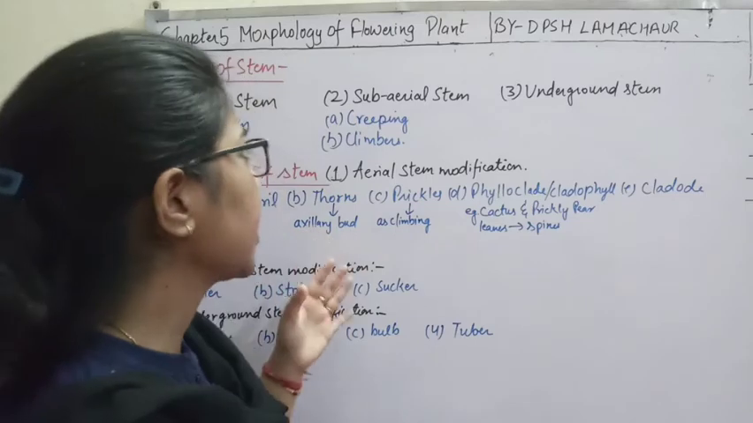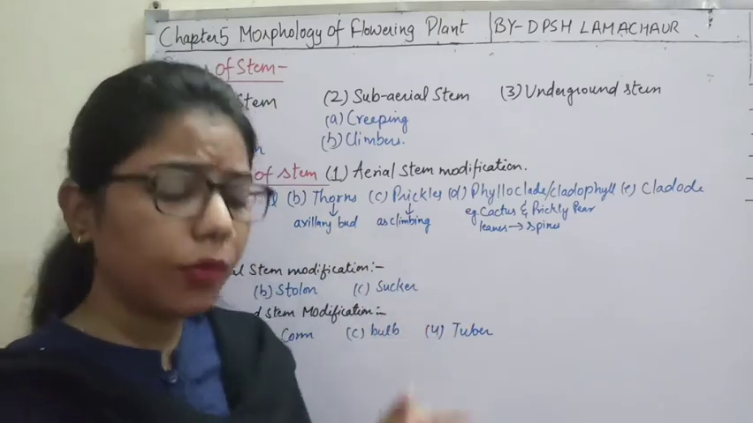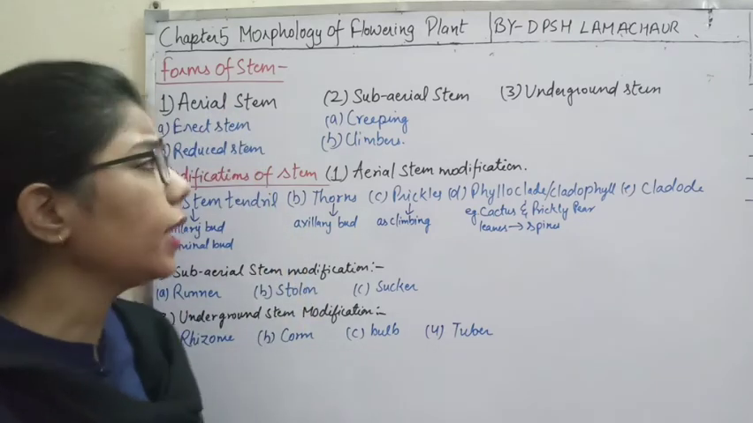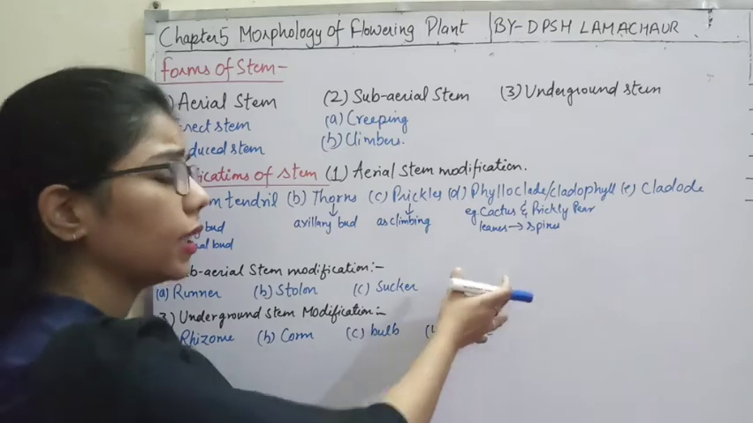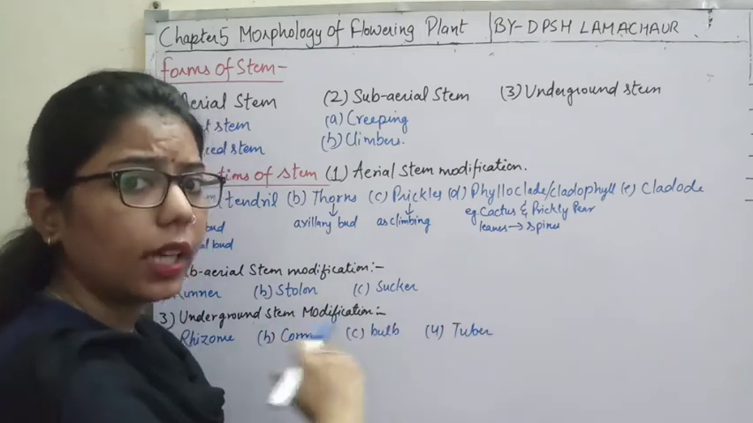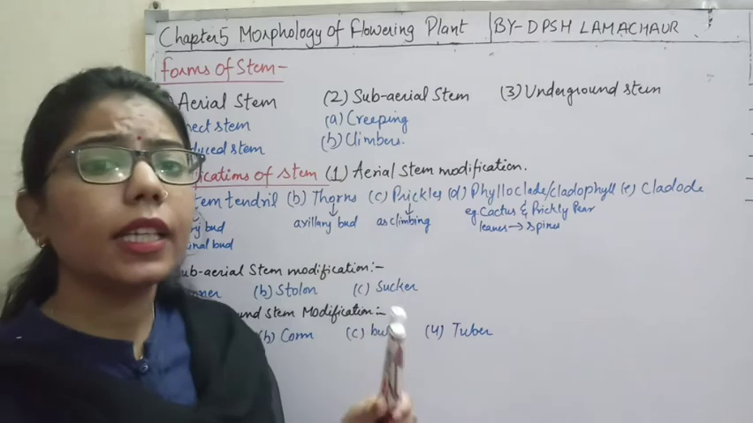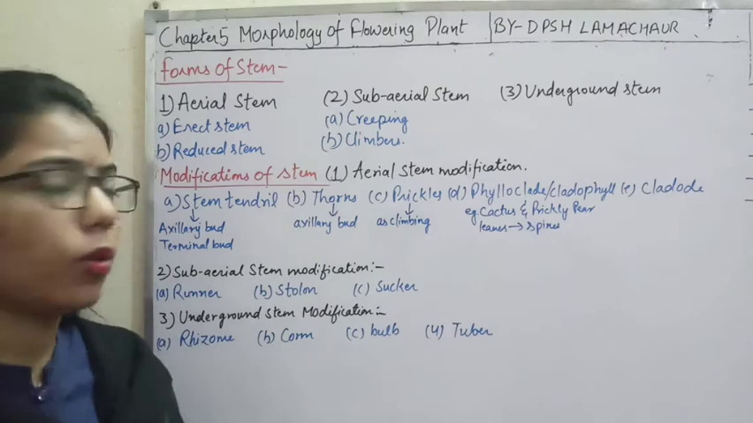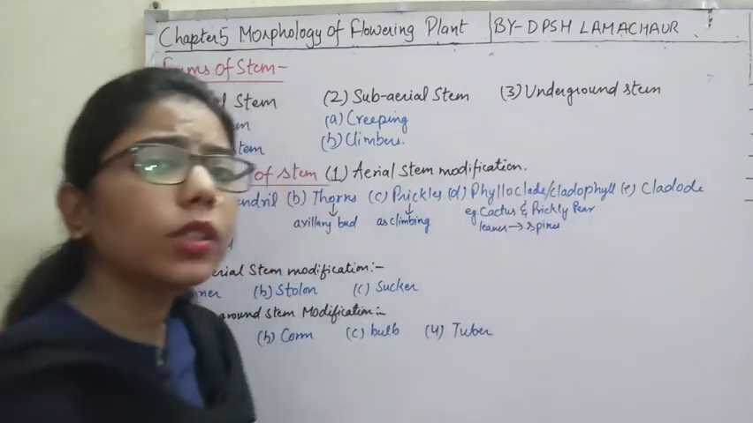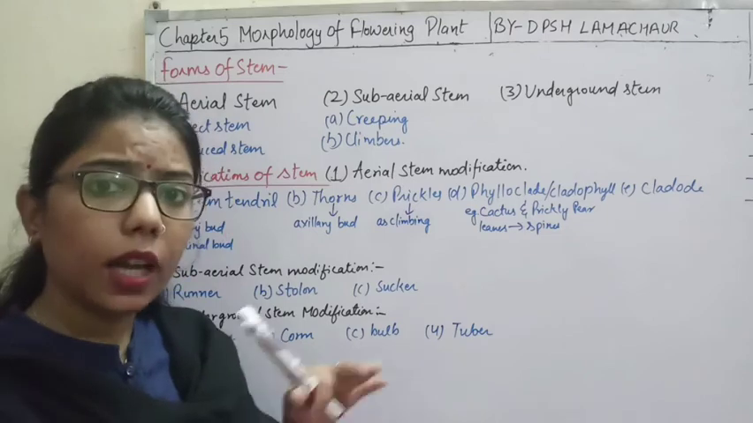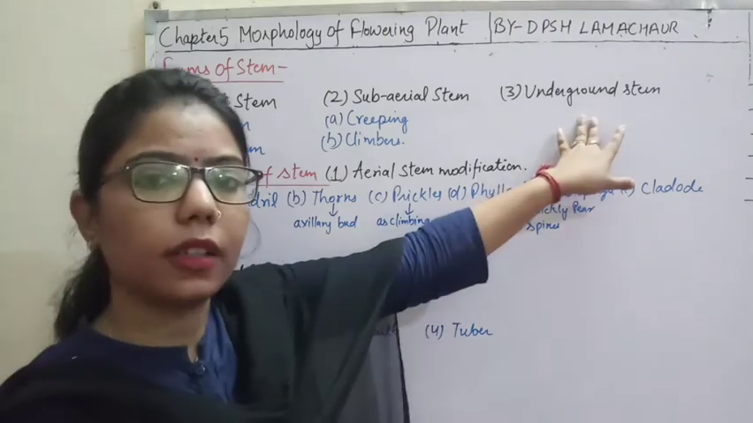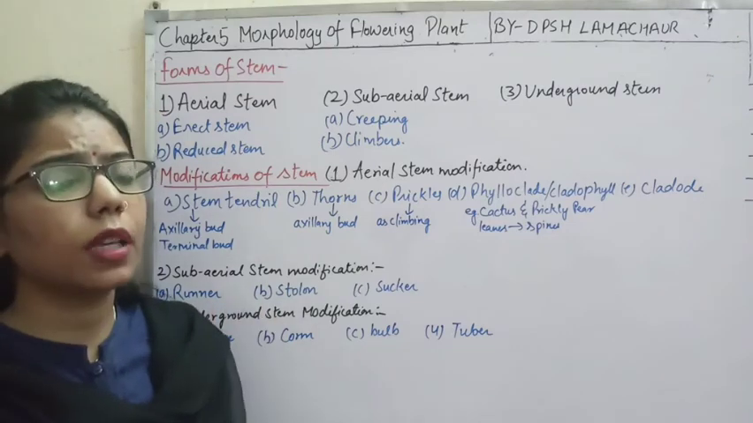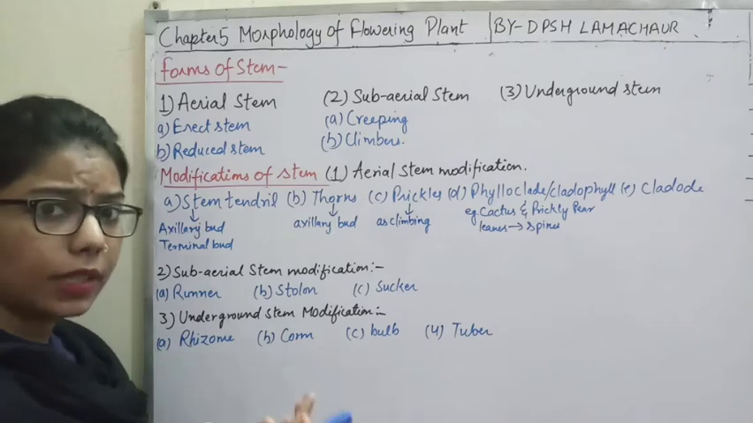Now the stems can be of different types or different forms. You can see the aerial stem. What is the meaning of aerial? That is placed in the terrestrial or land part. And subaerial means that some part is present in the land as well as some part in the air. And the underground stem is what? Those stems which are situated under the ground. That's why we say underground stem. So one by one we will discuss the aerial stem. Aerial stems are those stems which are placed on the land.